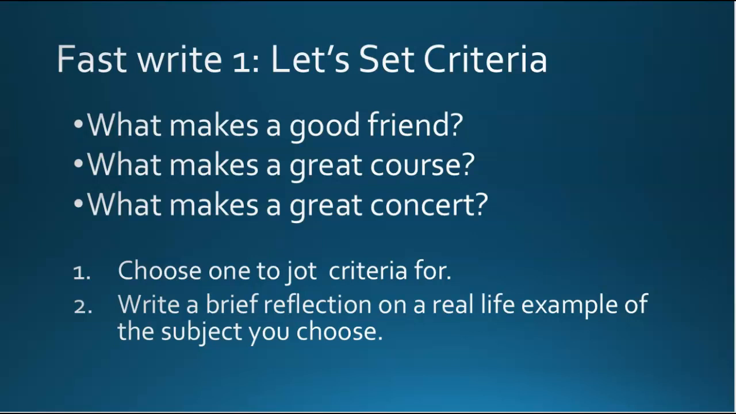Good friend, great course, great concert. After you jot your criteria, you should have at least 3 criteria written down, and they can just be one word. They don't have to be a full sentence necessarily. They can be fragments. This is for you. After you jot down your criteria, at least 3, you can have as many as you want, but at least 3.